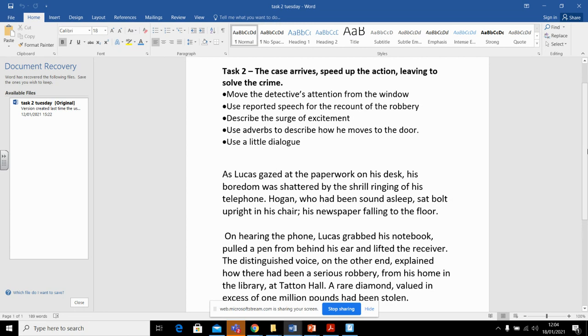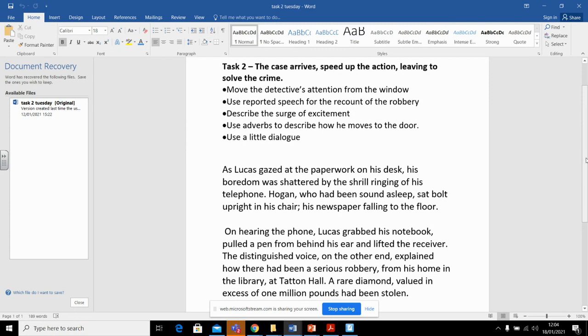Okay? So, as Lucas gazed at the paperwork on his desk, his boredom was shattered by the shrill ringing of his telephone. Hogan, who had been sound asleep, there we go, relative clause, sat upright in his chair, semicolon, his newspaper falling to the floor. So the excitement is already there and we're using a complex sentence.